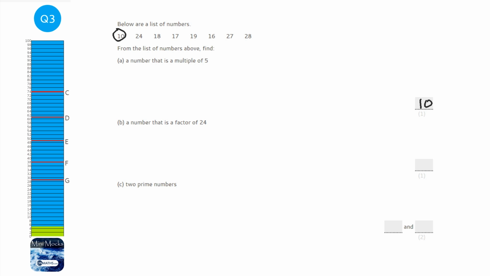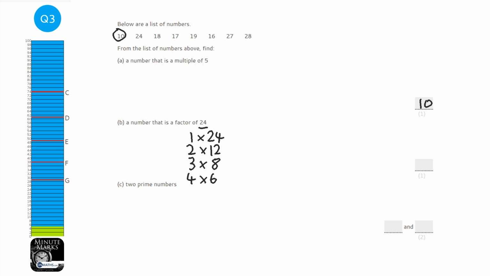Now factors go the other way. A factor of a number means that the number, so 24, is in another number's times table. The easiest way to find the factors of 24 is you start off with 1 and 24, because 1 times 24 is 24. Then you go 2 times 12, 3 times 8, 4 times, and you think how many 4s? 6. 5 times, well, that doesn't work. 6 times we've already got. So those 8 numbers are the factors of 24.